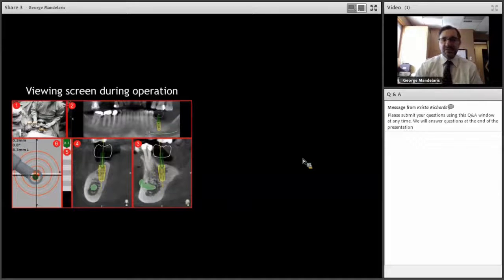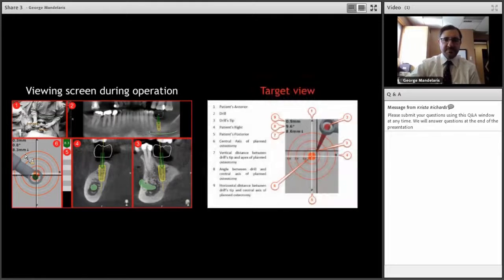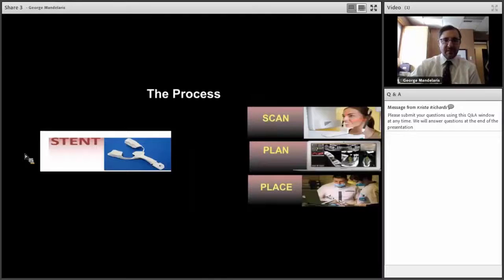With static guides, that's an issue because you usually don't find out until after the fact. This is the viewing screen that Ido mentioned to you. It's really pretty amazing because essentially I can see here that I'm 0.3 millimeters away from my entry point. I'm 0.8 degrees in terms of an angle discrepancy, and I have another 8.3 millimeters to go to complete the osteotomy site preparation. Again, this is the target view showing you all the views of the site.